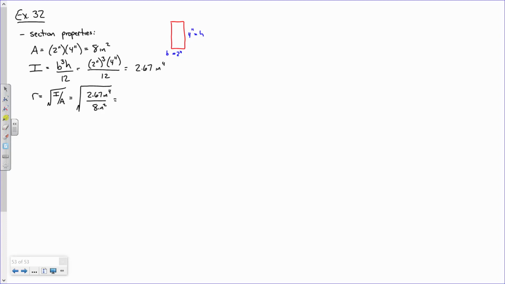And so what does that come out to be? Square root of I over A. First off, what are the units? It's a radius of gyration. Inches.